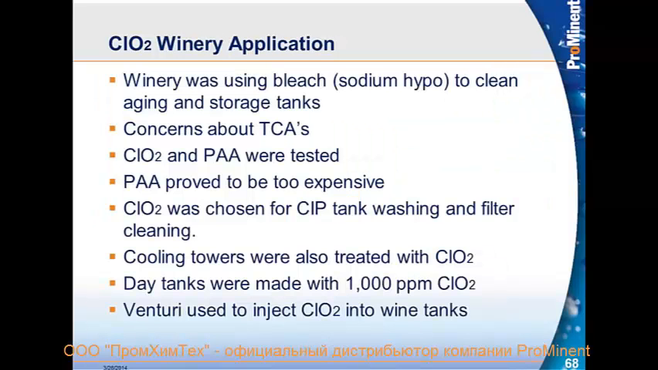And when you're working with food products, you want to make sure that that's surely being done. A particular application that we had in the wine industry: this winery was using bleach, or sodium hypochlorite, to clean aging and storage tanks. They started to have a concern about trichloroanisoles, which, as I mentioned earlier, cause cork taint and must and mold in wine. This particular winery tested chlorine dioxide and PAA. The PAA proved to be too expensive, so the ClO2 was chosen for CIP tank washing and also the filter cleaning.